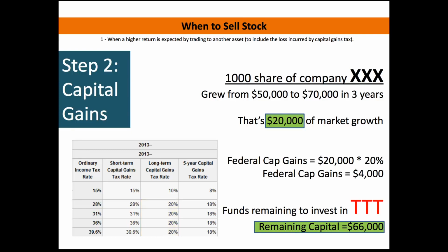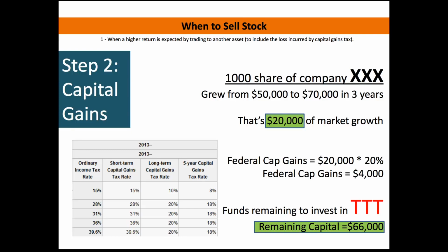In order to figure out how much federal capital gains tax you'd pay, you just take your 20% times your gain of $20,000, and that comes out to be $4,000 in federal capital gains tax. Once we make that payment, we know we only have $66,000 left from the original $70,000 in order to invest that money somewhere else. Since we're changing assets, we pay the capital gains of $4,000, and then whatever's left is what we can invest in the next asset.